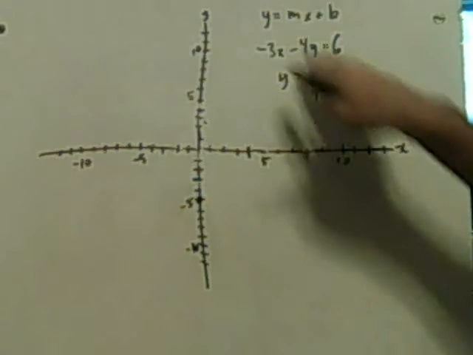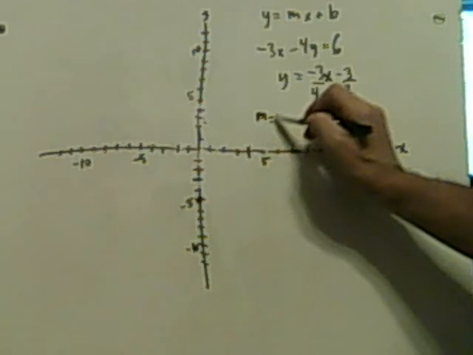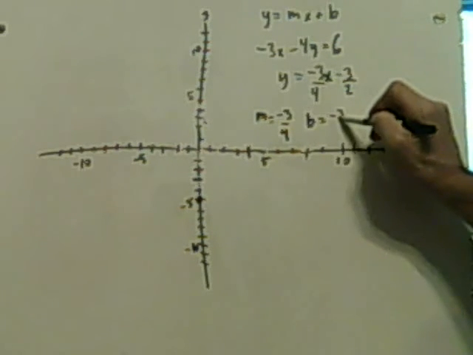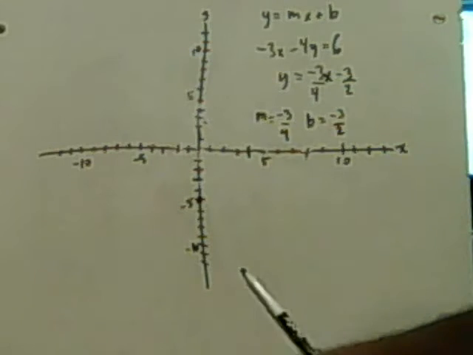Now, here I moved these around, and I got it to look like this. So the m is equal to negative 3/4. B is equal to negative 3/2.